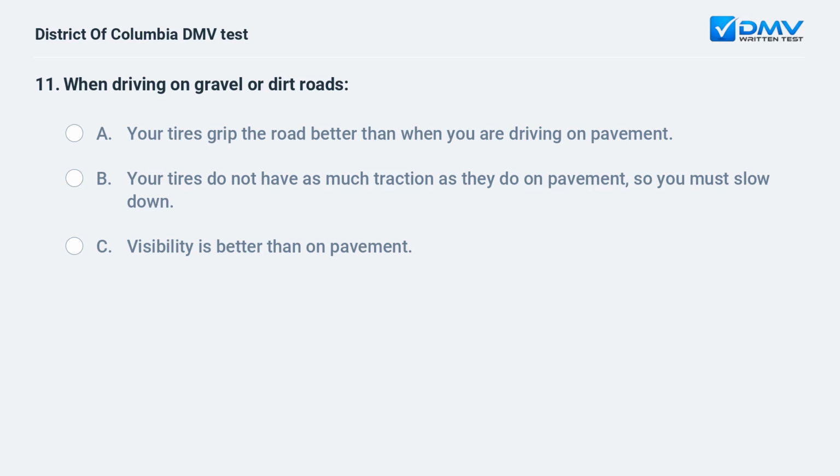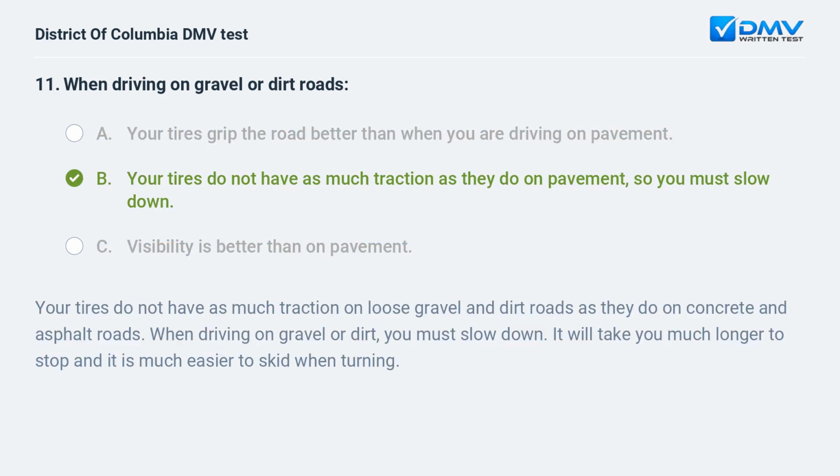When driving on gravel or dirt roads, A. Your tires grip the road better than when you are driving on pavement. B. Your tires do not have as much traction as they do on pavement, so you must slow down. C. Visibility is better than on pavement. B. Your tires do not have as much traction as they do on pavement, so you must slow down.